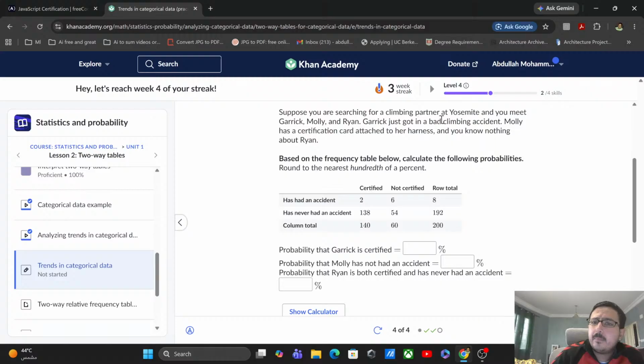For a climbing partner at Yosemite. Okay. Garrick just got in a bad climbing accident. Molly has a certification card, and you know nothing about Ryan. Probability that Garrick is certified.